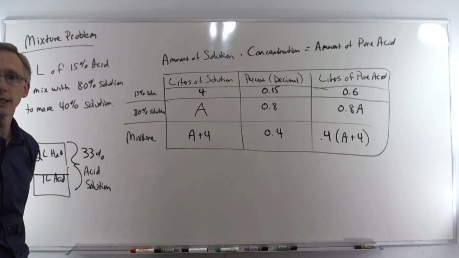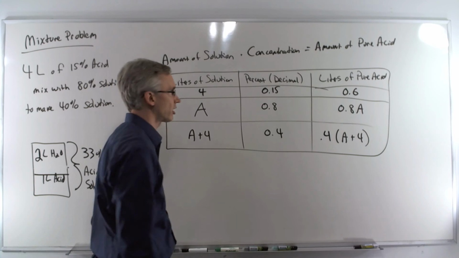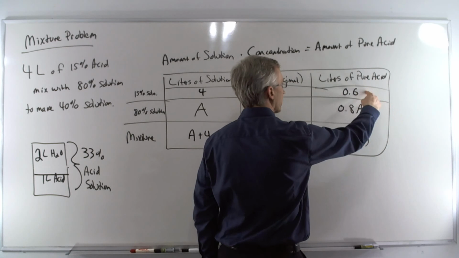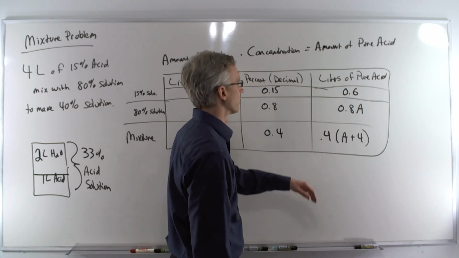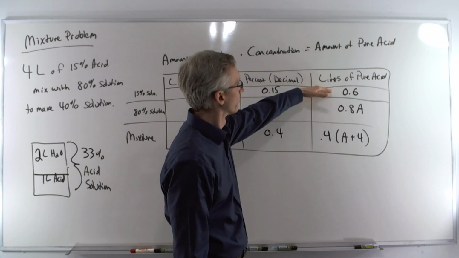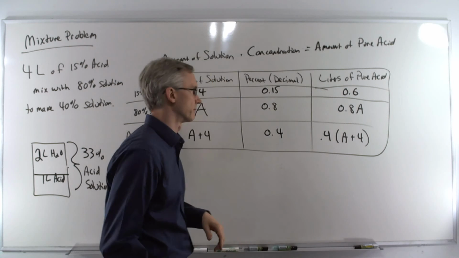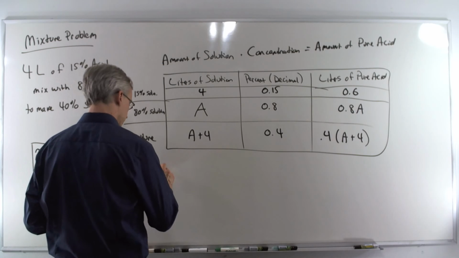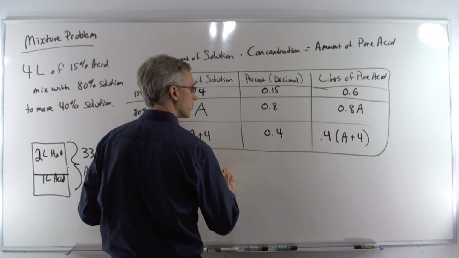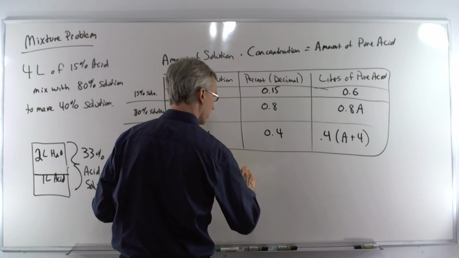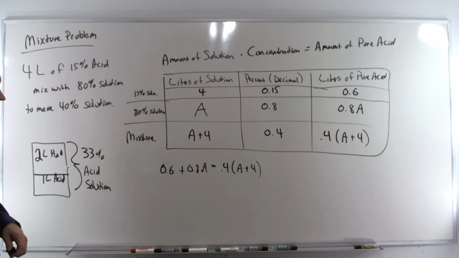All right, now our table is complete. We still need to solve for A. We need an equation to solve for A, so we use this column. This plus this equals this. Right? The liters of pure acid in the first beaker plus the liters of pure acid in the second beaker gives us the total liters of pure acid. So that gives us 0.6 plus 0.8A equals 0.4 times A plus 4. And so there's the equation we need to solve.